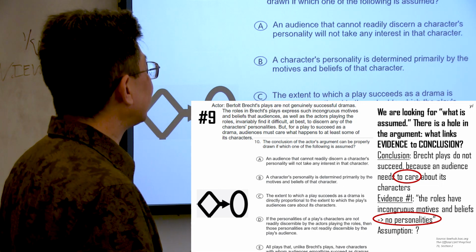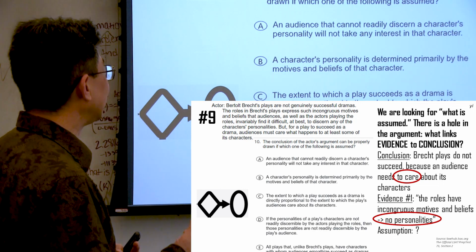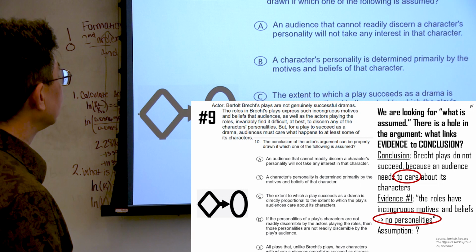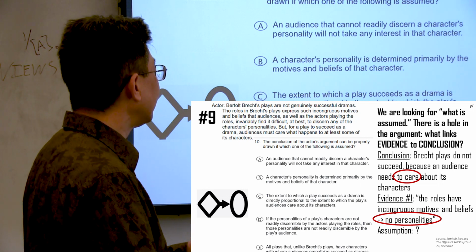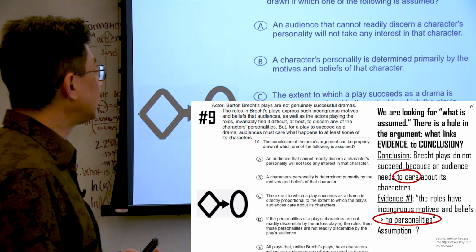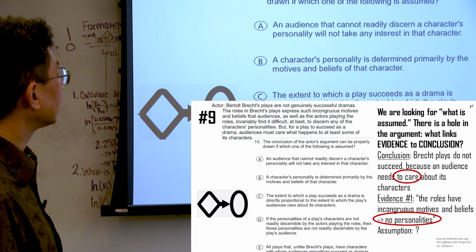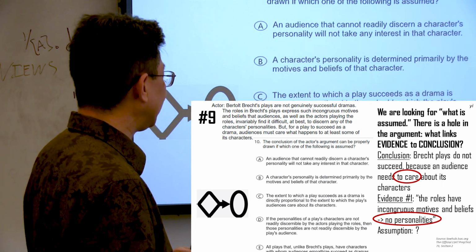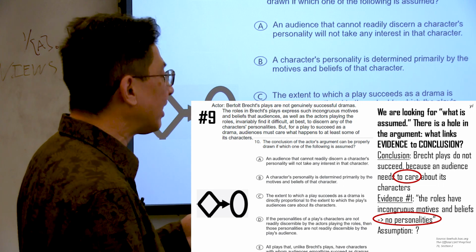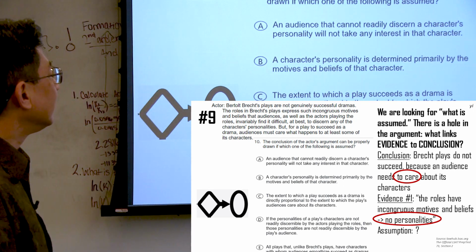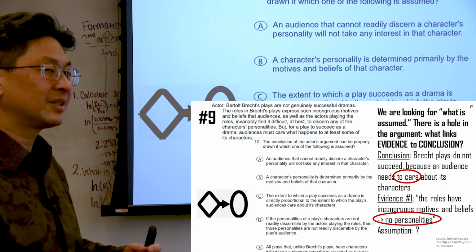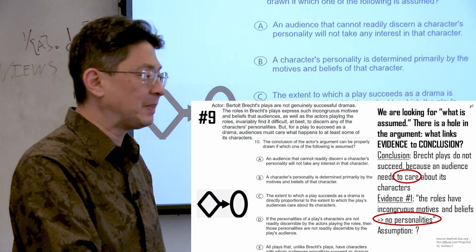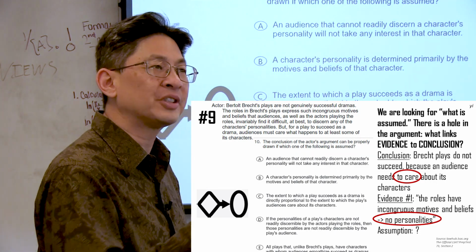C, the extent to which a play succeeds as a drama is directly proportional to the extent to which the play's audiences care about its characters. So here it's linking directly the success as a drama to the understanding of caring about its characters. This one is okay. I can see why C might be of interest because it does indirectly talk about both of those things. But this whole directly proportional to is an overstatement, and so C is incorrect because it's kind of going above and beyond its bounds.